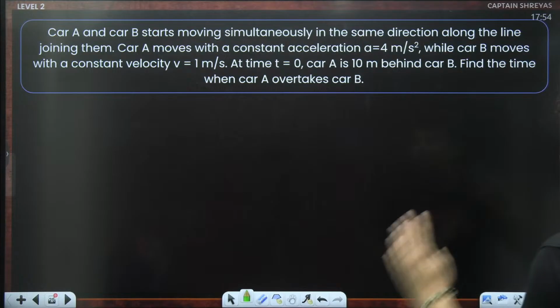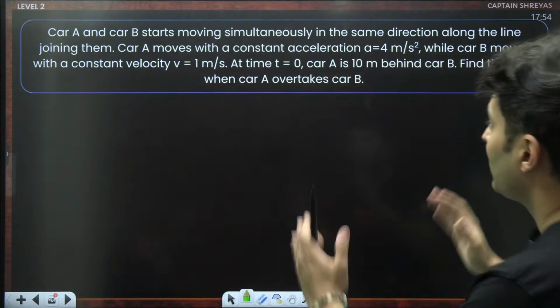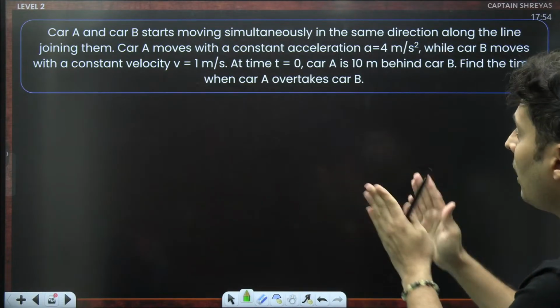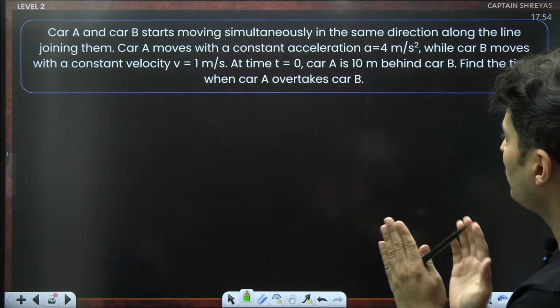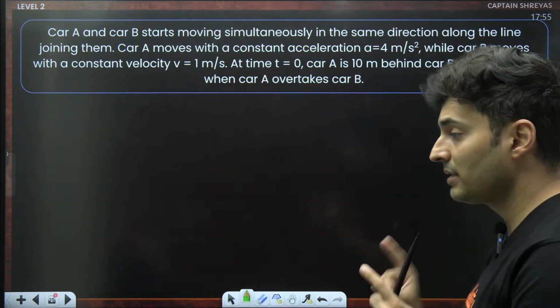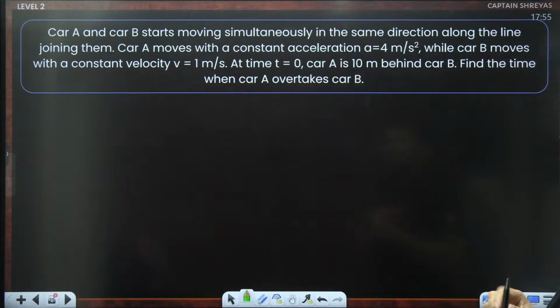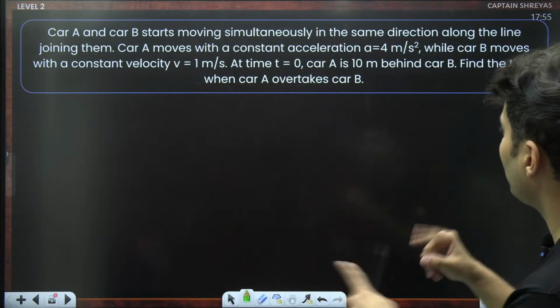Now I can see some acceleration also in the question, so let's read it carefully. Car A and car B start moving simultaneously in the same direction along the line joining them. Car A moves with constant acceleration. Car B moves with constant velocity. One is increasing the speed, the other is going with constant speed. At time 0, car A is 10 meters behind car B. Find the time when car A overtakes car B.